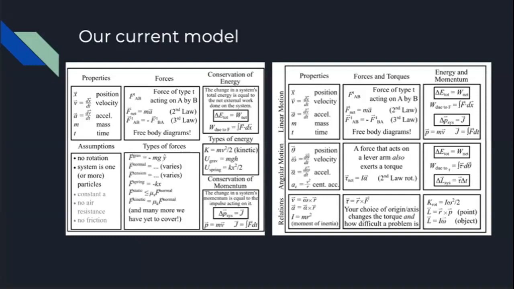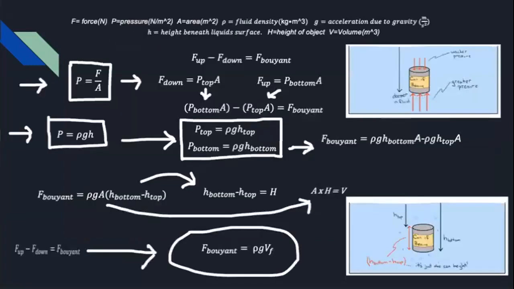From these models, we can build our buoyant force. The variables we'll be using to build our buoyant force are force in newtons, pressure in newtons per meter squared, area in meters squared, fluid density in kilograms per meter cubed, acceleration due to gravity in meters per second squared, the height beneath our liquid surface in meters, the height of our object in meters, and volume in meters cubed.